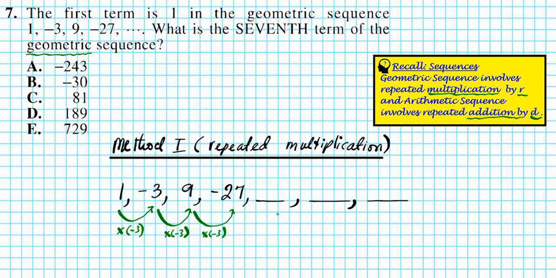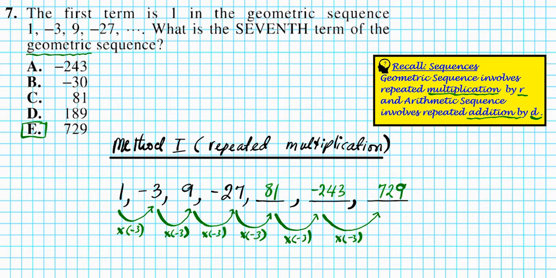Okay, now let's go ahead and generate 5, 6, 7, and term 7 will be our answer. So what am I going to do? Multiply by -3 again. All right, you can use your calculator for this. Here you're going to have 81, because -3 times -27 is 81. Multiply by -3 again. You end up with -243. Finally, multiply by another -3, and you end up with positive 729. The seventh term of this geometric sequence is 729, option E.